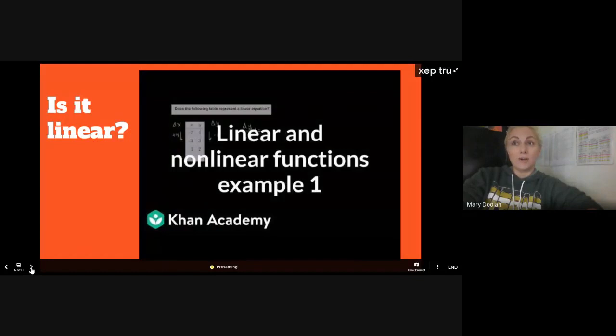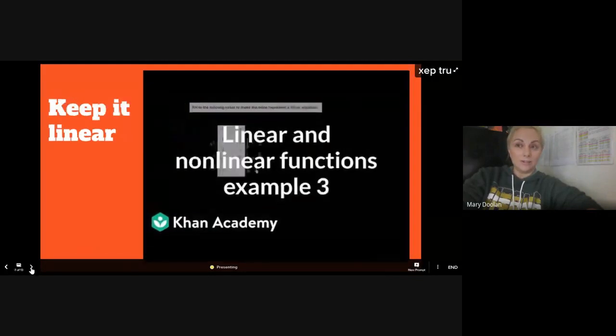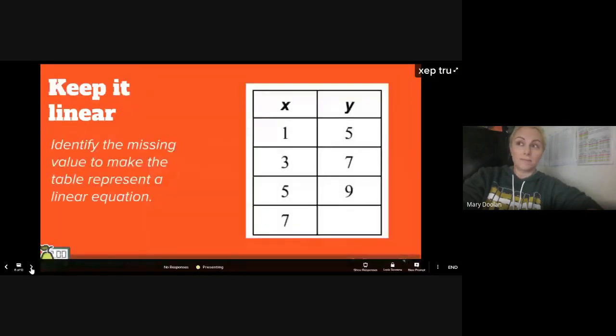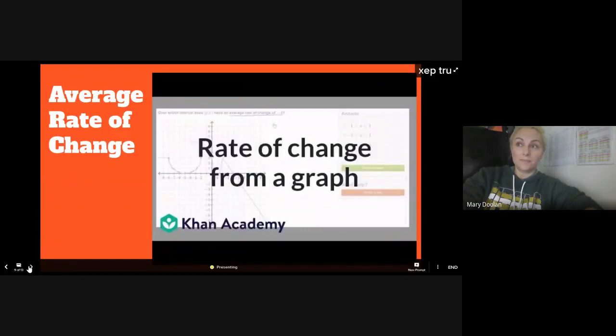Then you have another video on is it linear? Another video on keep it linear. And then you have a problem where you're going to identify the missing value in this table, which we did something like in Delta Math, so that the table represents a linear equation, an equation of something that creates a straight line. You have another video on average rate of change.